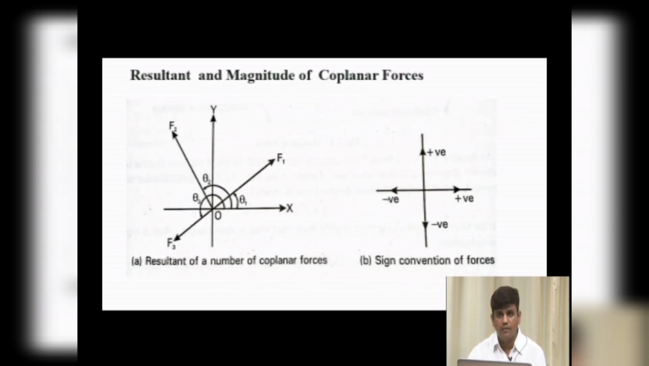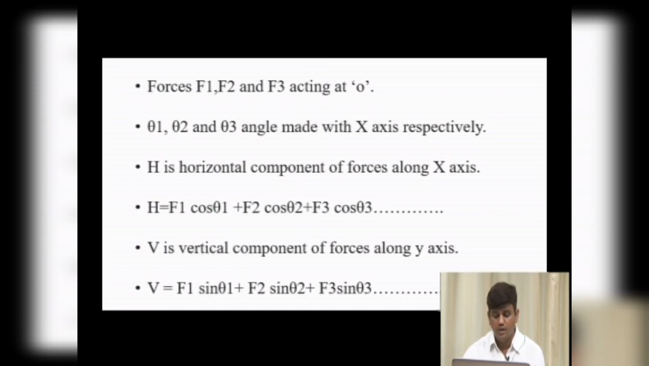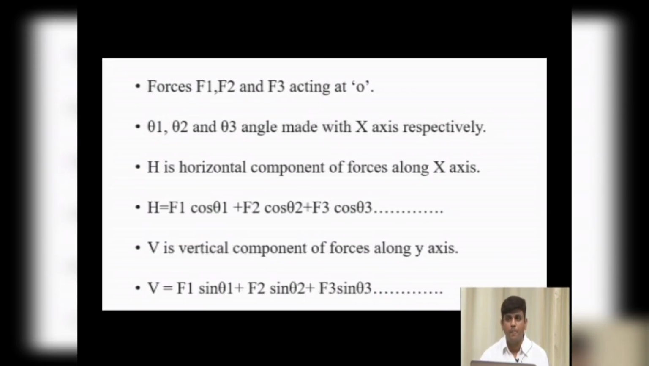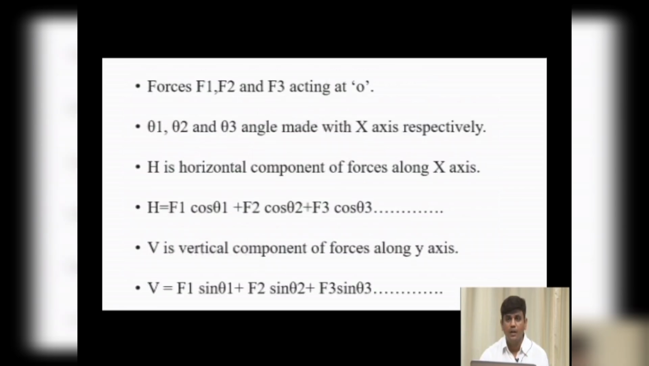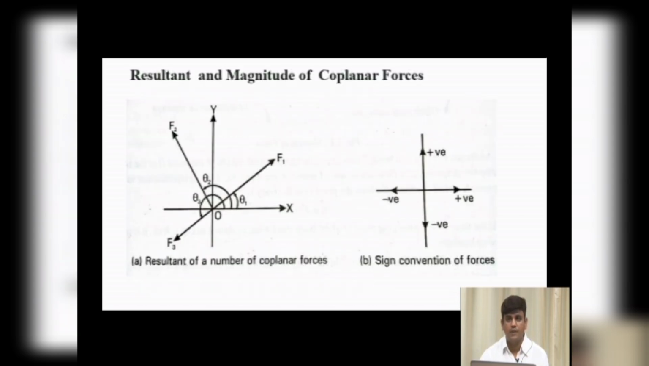Here we are going to find the resultant of a number of coplanar forces. We follow any of the methods to calculate the resultant and the angles or directions. Take the first one, forces F1, F2 and F3 acting at O. We can see here F1, F2, F3. Theta 1, theta 2, theta 3 are the angles made with the x axis respectively: theta 1 for F1, theta 2 for F2, theta 3 for F3. And you can observe the sign convention also.